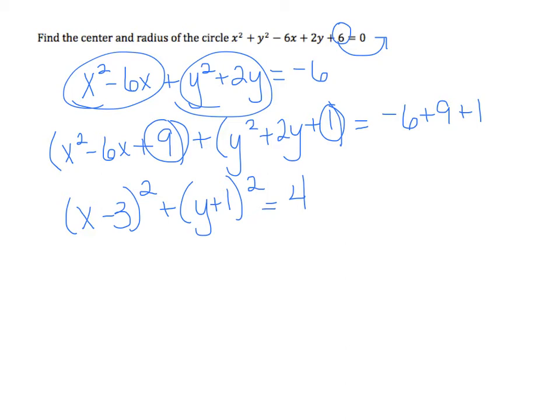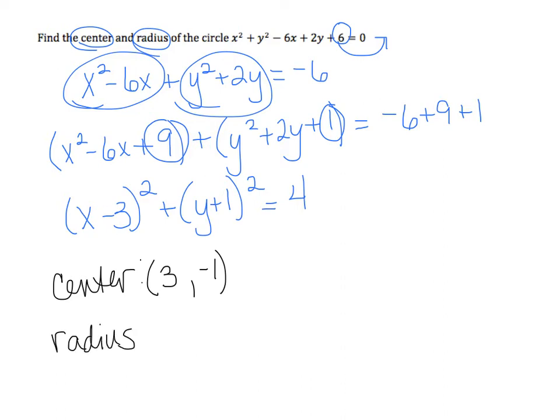My instructions were to find the center and the radius. The center of the circle is H, K. So H is 3, K is -1. The radius is the square root of that constant. So in this case, it's 2. Now I know normally we say, oh, isn't it plus or minus? And that is correct. However, a radius in this case is a distance, so therefore it's only the positive.